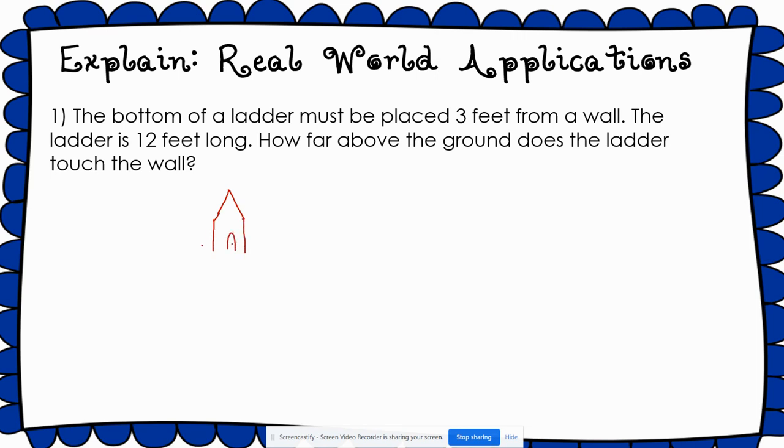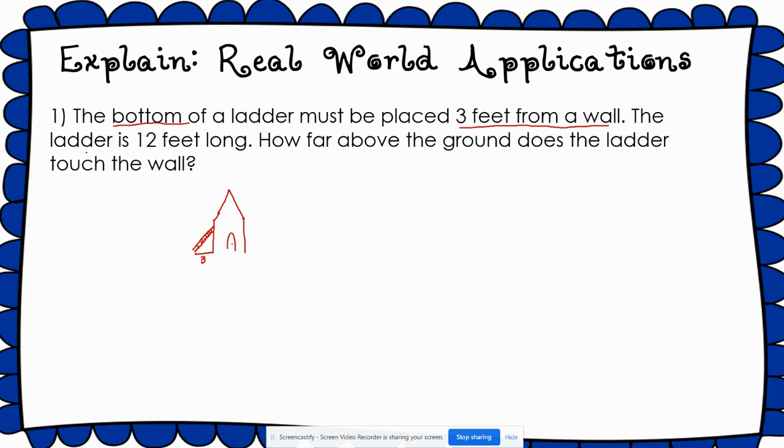If we have a house and a ladder that is resting against a wall, then it would look something like this. Then you have to figure out what these measurements are. It says the ladder must be placed 3 feet from a wall. So this is the bottom of the ladder, 3 feet from the wall. Here's the bottom of the ladder and here's the wall, so the distance from here to here is going to be 3 feet.